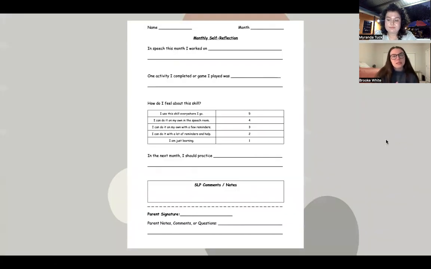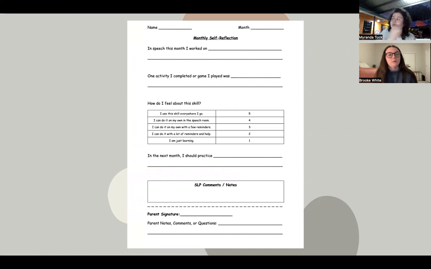And then this is an example of what one may look like. So it could have the student talk about what they're working on and an activity that they played or a game that they played that they really enjoyed, and then kind of rating the skills that they're targeting to have them be more aware of what they're doing, such as using the skill where they go, doing it on their own in the speech room, doing it with a few reminders, doing it with a lot of reminders, or just starting to learn. And then make some goals for the student for the next month.